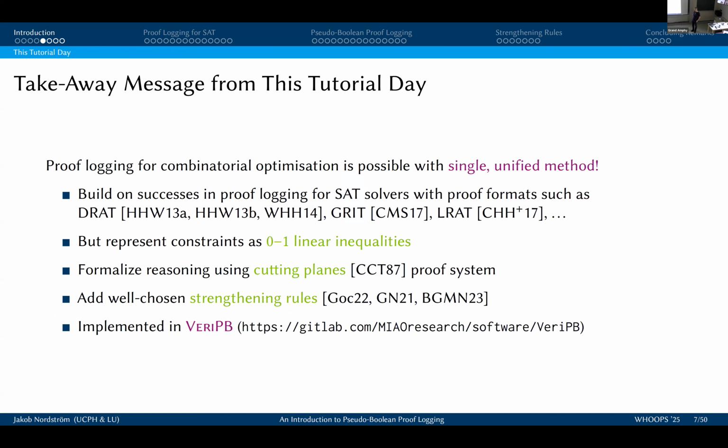So what we will tell you about is, firstly, we believe we should look at the SAT community, which has been very successful with a number of different proof logging systems that operate on disjunctive clauses. So we should basically try to steal all of their best ideas, but implement them for 0-1 integer linear inequalities instead. And generate our proofs using the so-called cutting planes proof system, with some suitably chosen additional rules, so-called strengthening rules that I will tell you about.